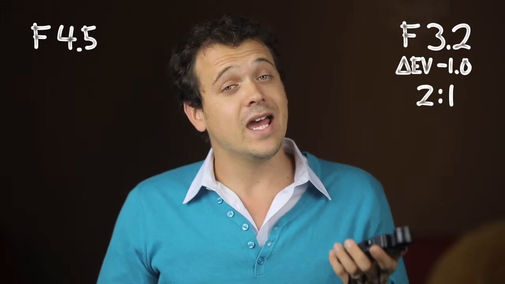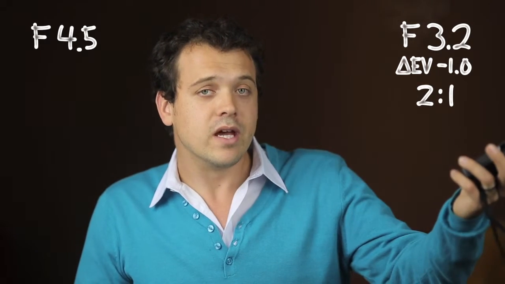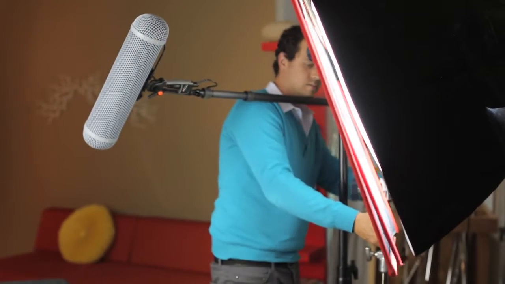Now we can do this again by adding another double net. And then what we would expect is we're going to get a -2 EV or -2 stops. And 2 stop difference would be a 4-to-1 ratio. So let's try that and see how it looks.